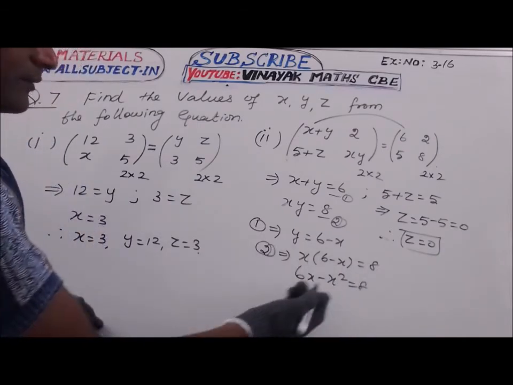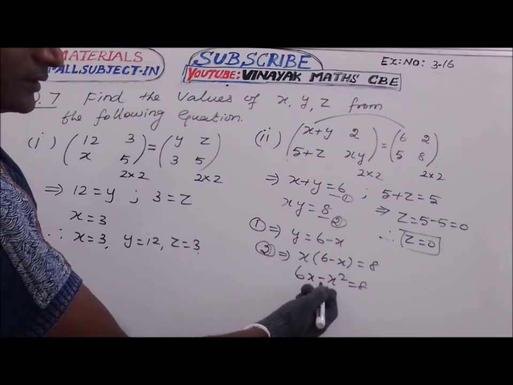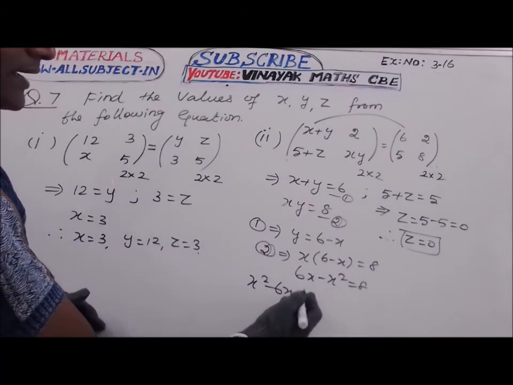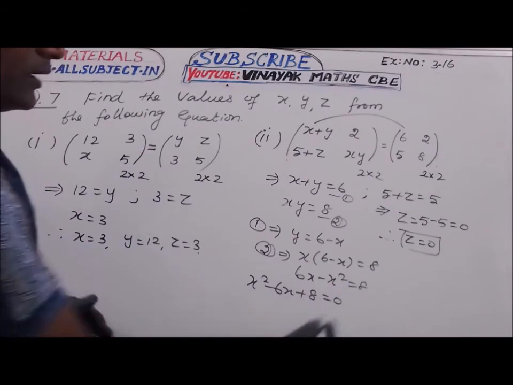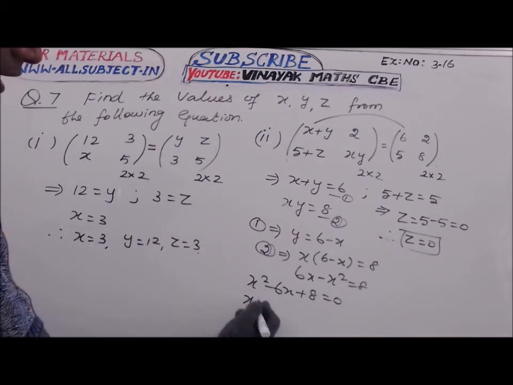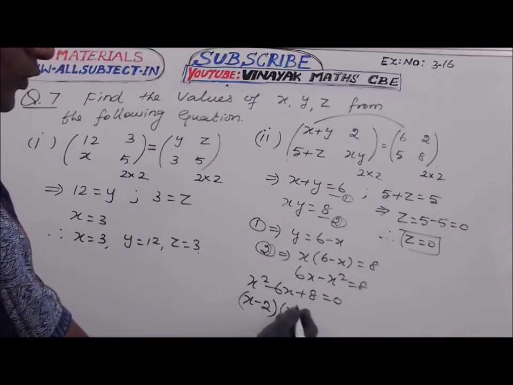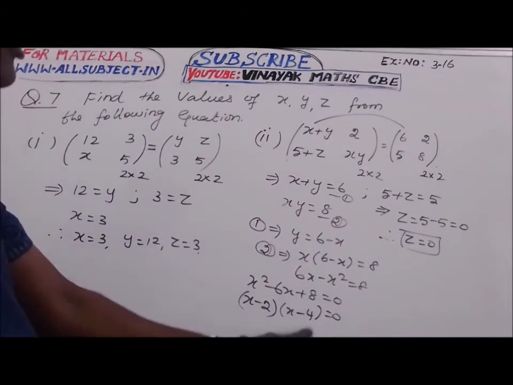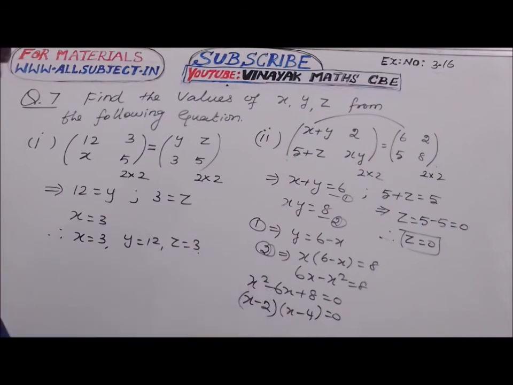Forming a quadratic equation, bring these terms to the right side: x square minus 6x plus 8 equal to 0. Now this is a quadratic equation. We need to factor it to find the value of x here. The factors are x minus 2 into x minus 4 equal to 0. When we multiply it will be plus 8. When we add these two values it will be minus 6.